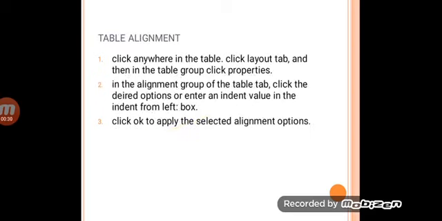Now I again repeat the steps for the table alignment. Step 1. Click anywhere in the table. Click the Layout tab and then in the Table group, click Properties. In the Alignment group of the Table tab, click the desired option or enter an indent value in the Indent from left box. Click OK to apply the selected alignment option.